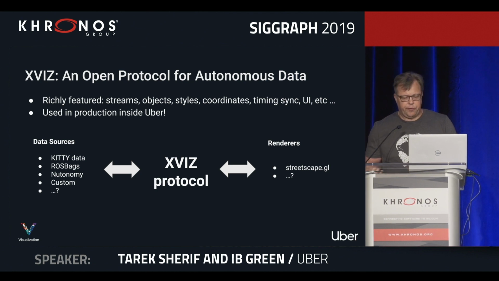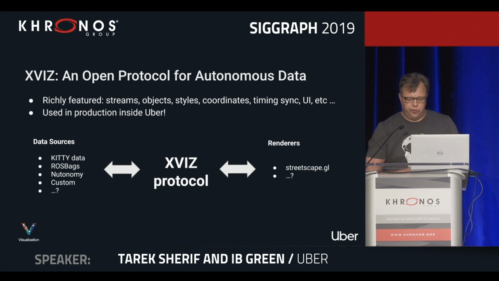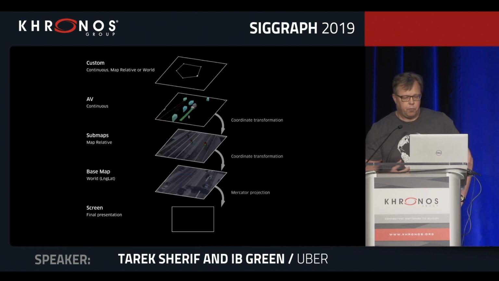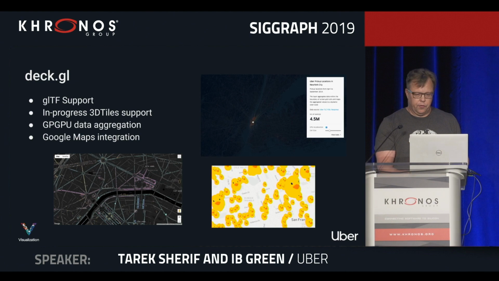And on the rendering side, we're offering Streetscape GL, which is the DeckGL-built thing we just looked at. We're hoping for other renderers. We'd love to see Three.js, Babylon type renderers being built on top of this protocol. Just to give you another taste, when you work with autonomous data, you tend to work with a lot of coordinate systems. You can certainly work with any coordinate system you want, but these detailed submaps, the continuous coordinate system that's relative to the car and so on, they're all handled natively in this protocol.